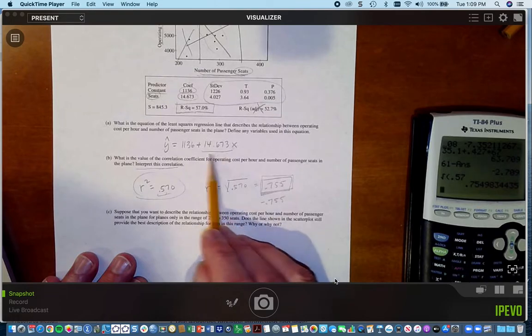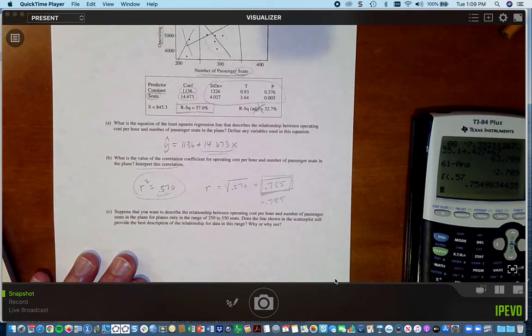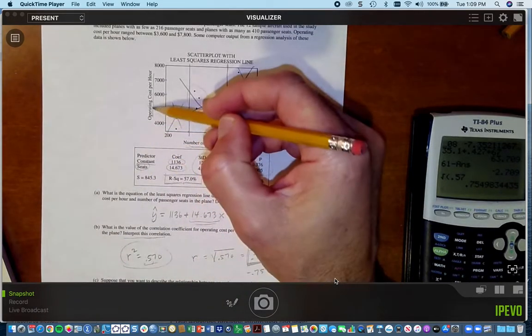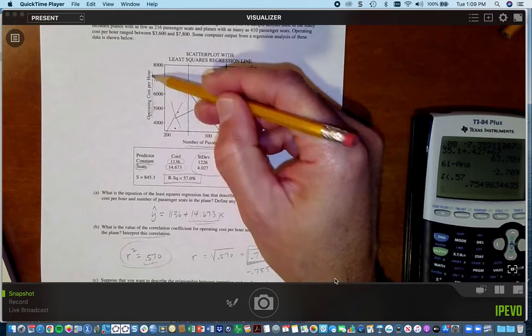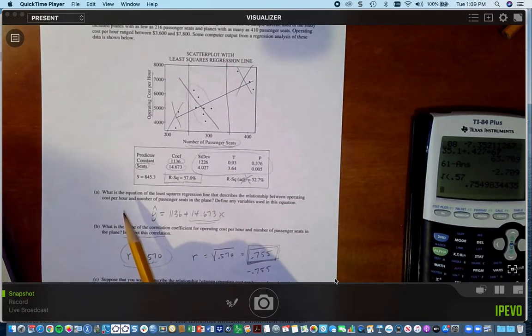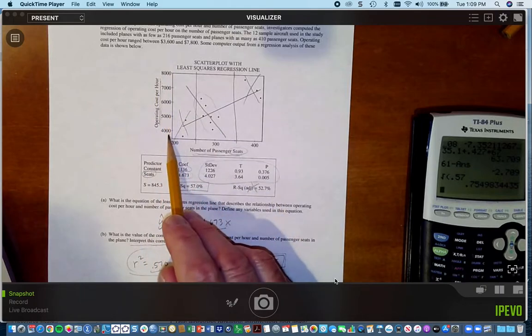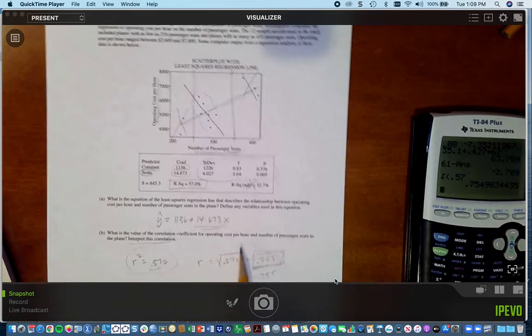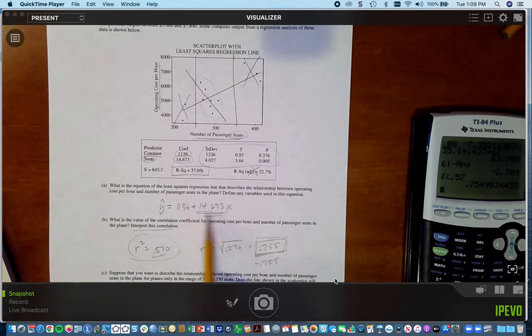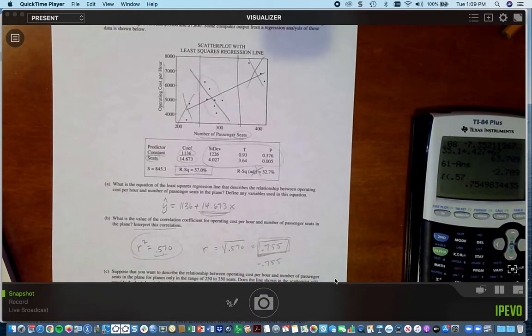So I could ask you to interpret the slope. The slope would be whatever the operating cost per hour is. I'm assuming that it's in thousands of dollars. So for each additional seat, it looks like the price is going to increase by about $14 or $15. Okay, that's the way you would interpret that.